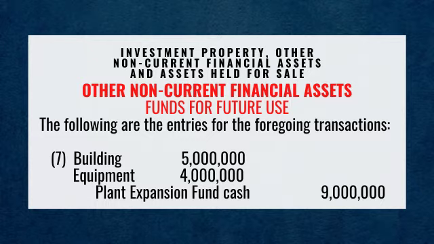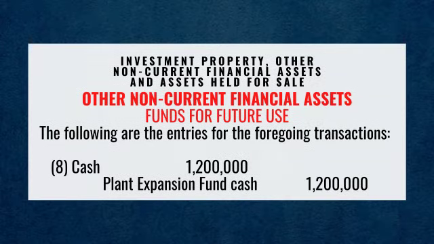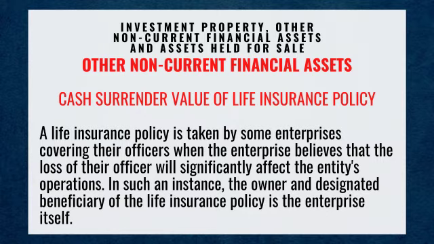Number 7, debit building for 5 million pesos, debit equipment for 4 million pesos, and credit plant expansion fund cash for 9 million pesos. Number 8, debit cash for 1,200,000 pesos and credit plant expansion fund cash for 1,200,000 pesos. Cash surrender value of life insurance policy.